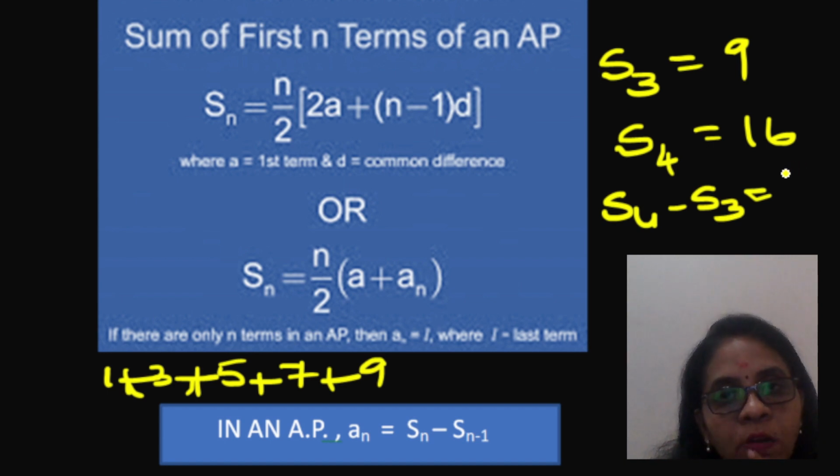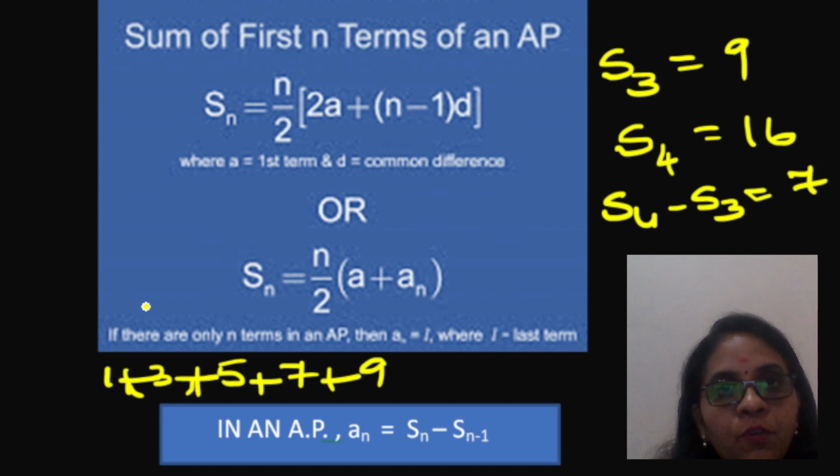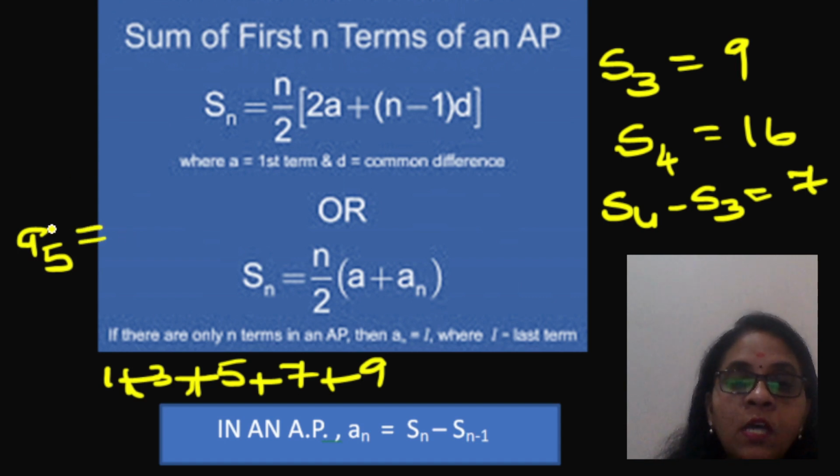16 minus 9 is what? It is equal to 7. Now what is 7 here? It is the 4th term. So if it is S4 minus one term less, that is S4 minus S3, you get A4. Is that clear? So now tell me, if I have to find A5 in terms of the sum of the sequence, how can I write this?